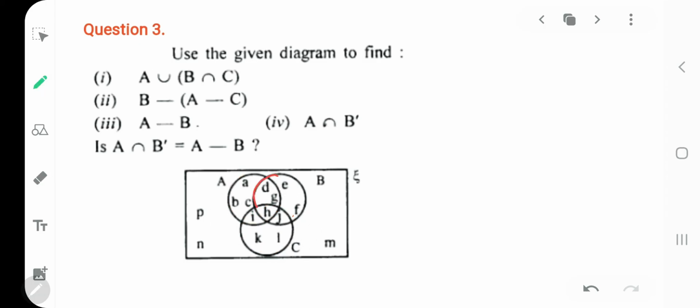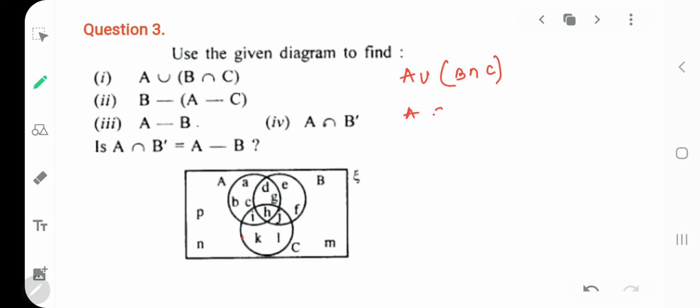So that is intersection between A and C, I and H. What about B and C? What is the intersection? H and J. So the elements in the intersection of B and C are H and J. So we have taken the intersection. You have to find first is A union B intersection C.